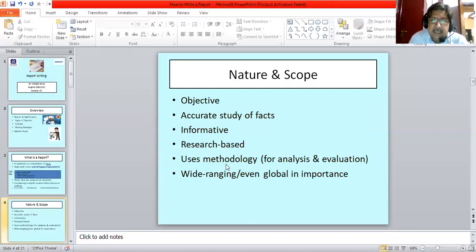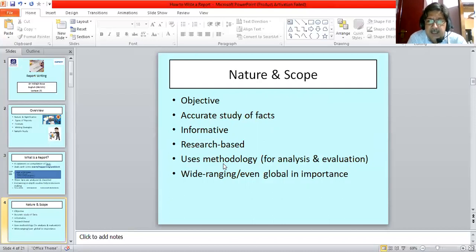Again, it's basically a very accurate study of facts, and it is a scientific study of the facts, certainly. It's very, very informative, and it is research based. That is, whatever facts or information is gleaned or which is contained in the report is gleaned from a process of systematic inquiry. There might be different sources. We shall soon be looking at the sources which go into the making of a report. So we can say that there is definitely a good deal of research or inquiry which goes into the investigation from whose findings the report is ultimately compiled.